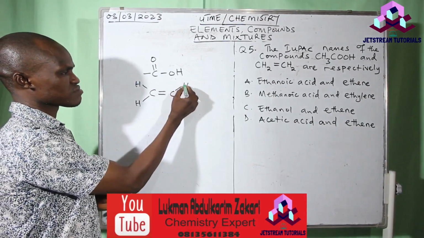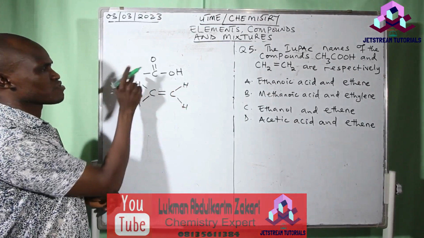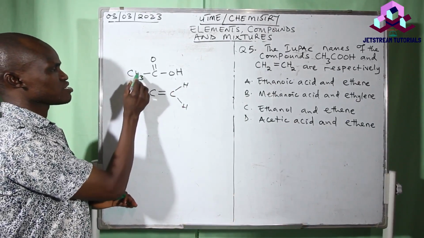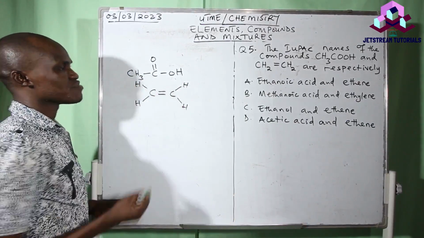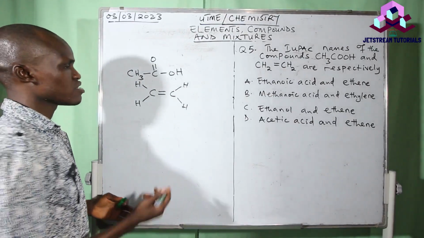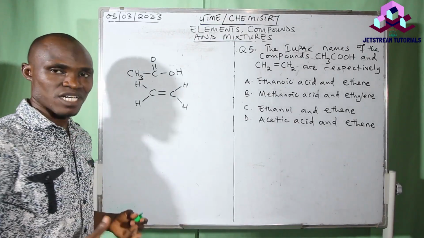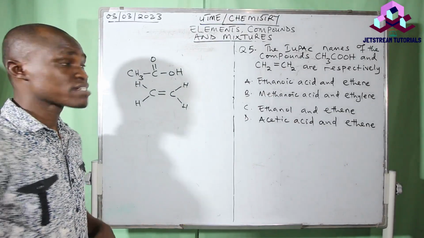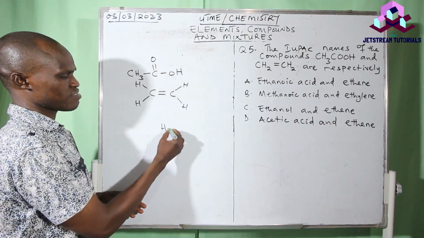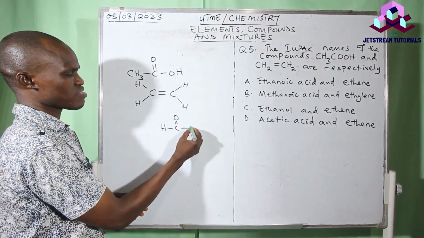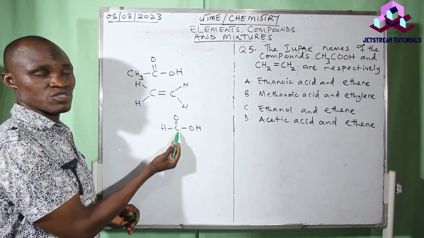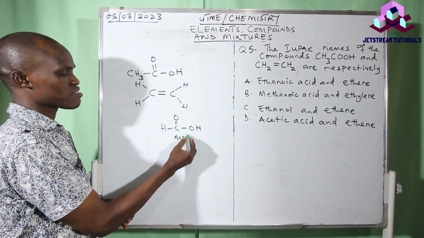And then this should be for ethanoic acid, by the time we add CH3 here. So 2 carbon atoms ethanoic, 2 carbon atoms ethene, okay? So the correct option is actually option A. Are we together? So methanoic acid is given a formula like this. This is methanoic acid because it contains 1 carbon atom.